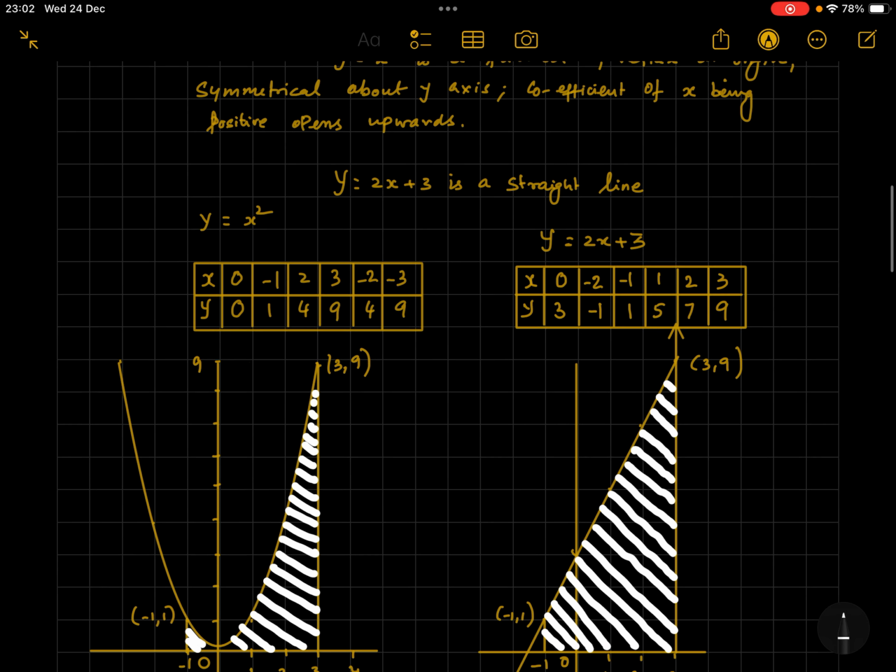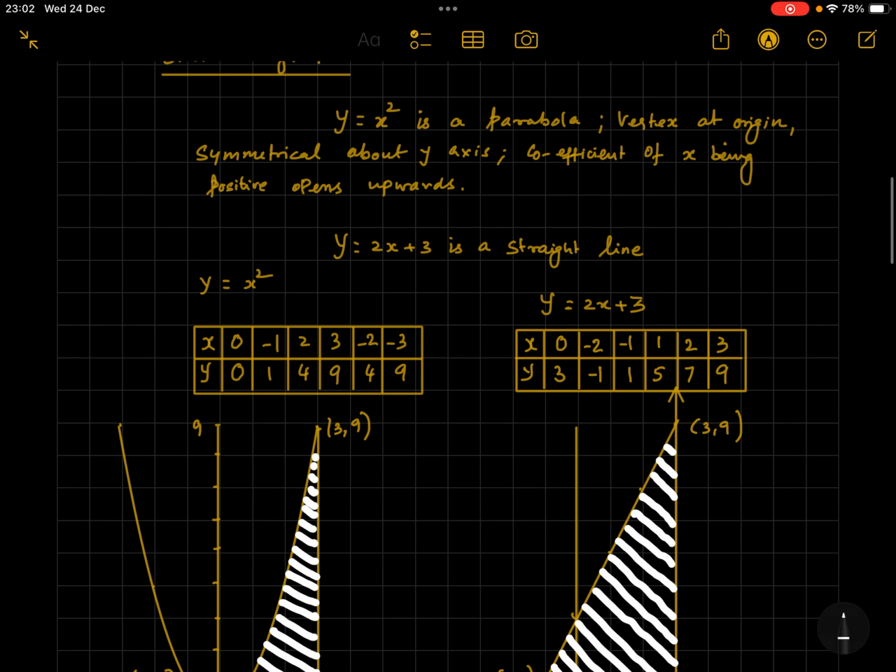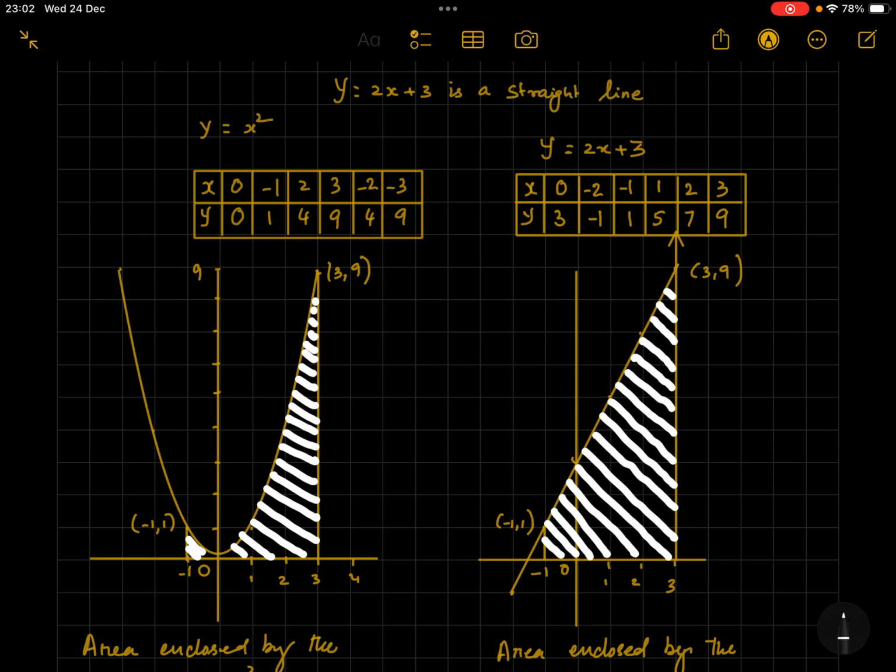First of all, you should know what type of curve it is. So y is equal to x square, all of us know it's a parabola, with vertex at origin and symmetrical about the y-axis, and the coefficient of x square being positive, it opens upwards. So keep all this in mind, and choosing the coordinates is very important in this. So always keep the points of intersection as the default coordinates of the given graph.